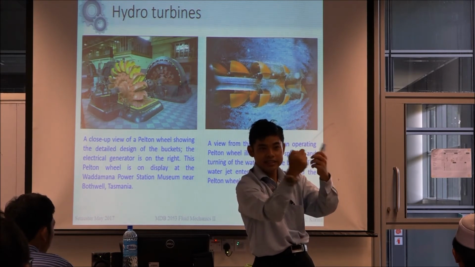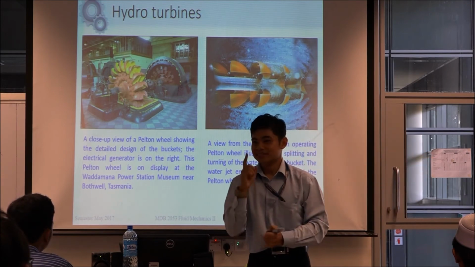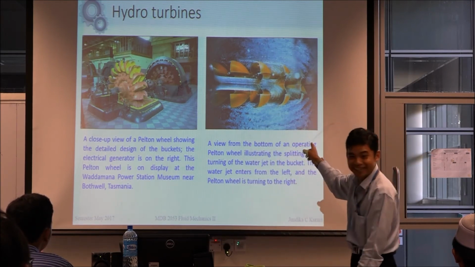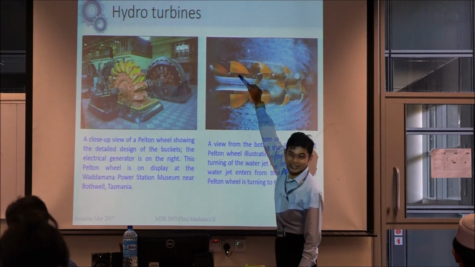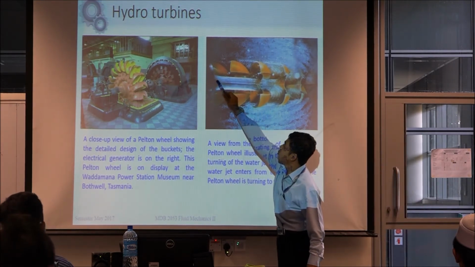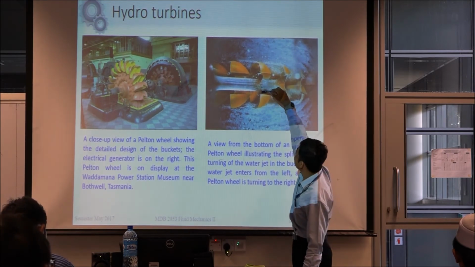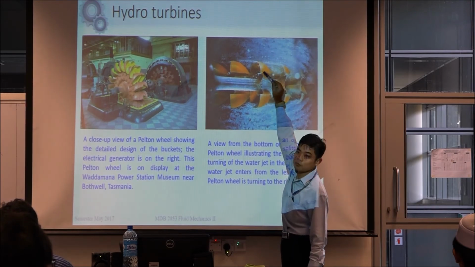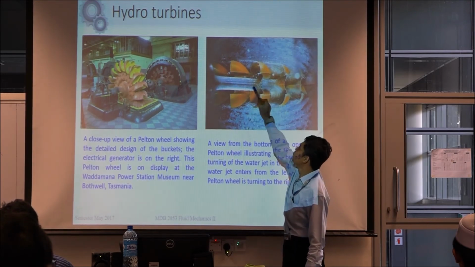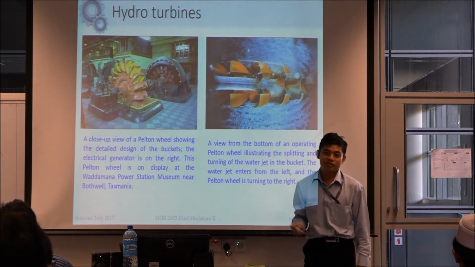So it will hit and split to the side. Now you know why it is like that. So that this bucket is not hit by the water, the water hits only this, and the water will split to the side, not hitting the next one. Then the next one gets hit by the jet, and you get all the rotation. Clear?